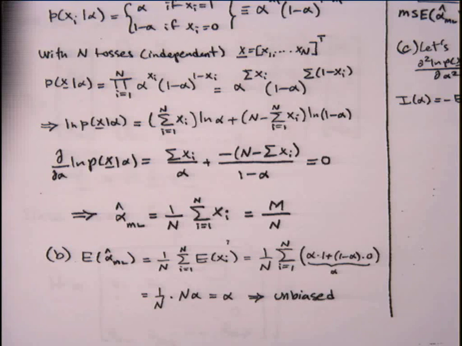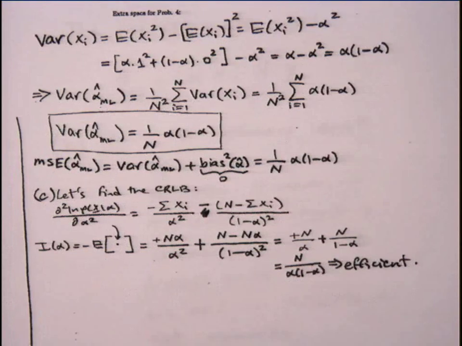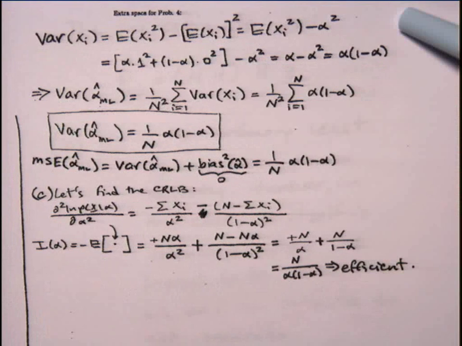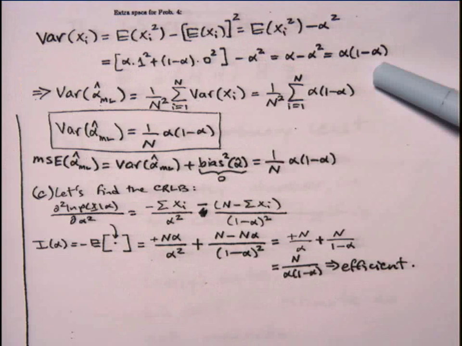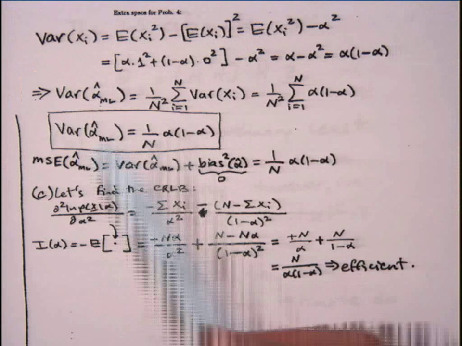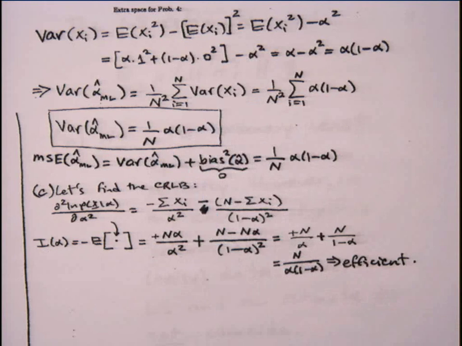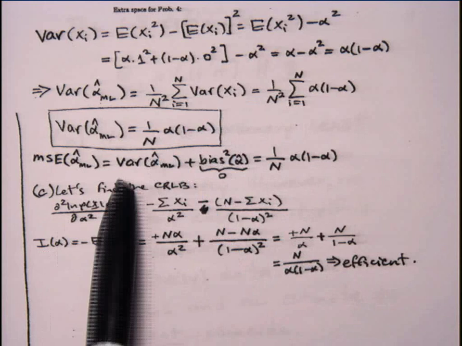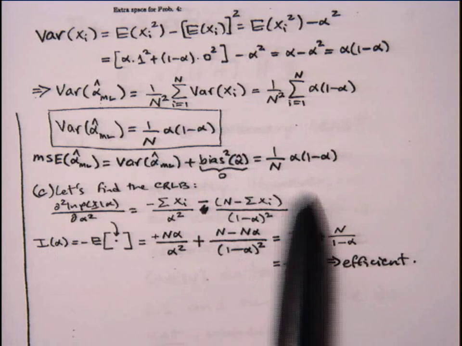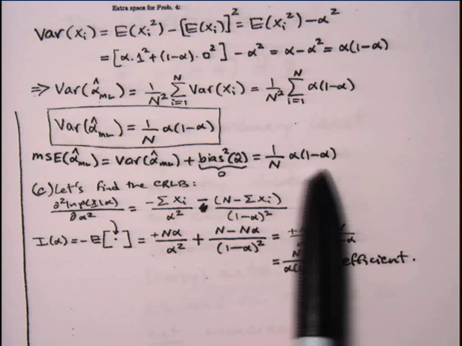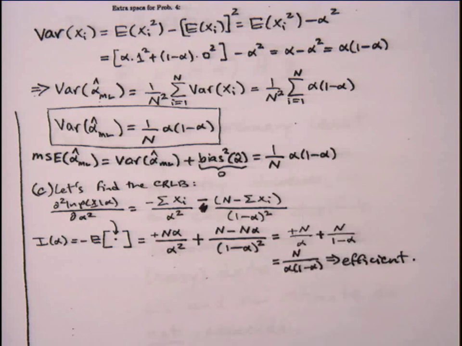Then the next step is you compute the variance. The variance right here. And that turns out to be alpha times 1 minus alpha. For each xi, the variance of alpha hat is 1 over n squared times the sum of the variance of xi's. So the variance turns out to be this expression, 1 over n times alpha, 1 minus alpha. Then the mean squared error is variance plus the square of the bias, which is 0. So this is the variance, 1 over n alpha, 1 minus alpha. Okay, so that's also the mean squared error.